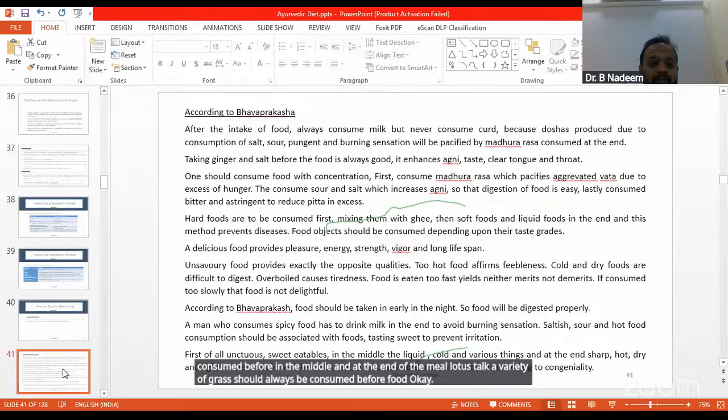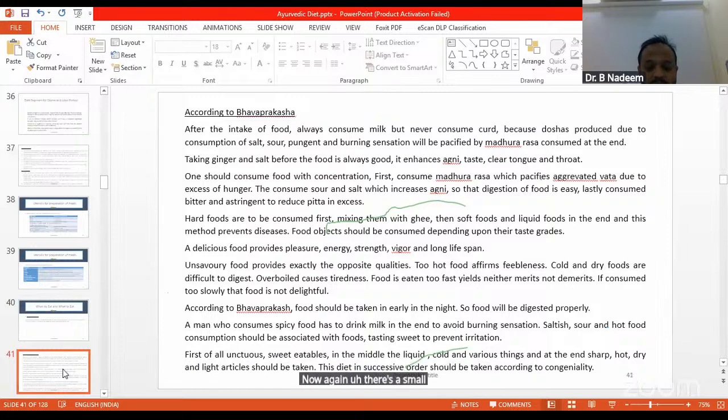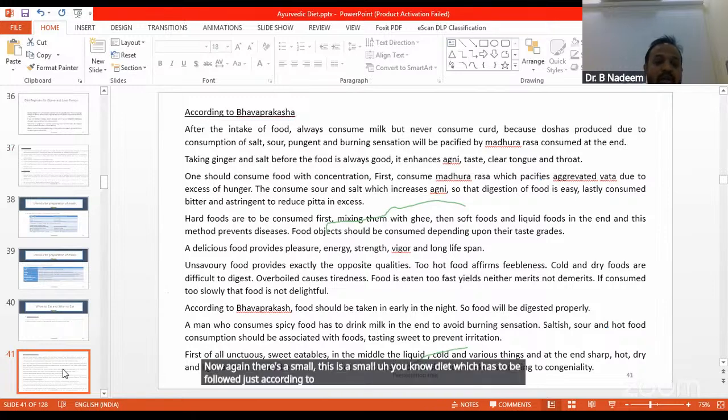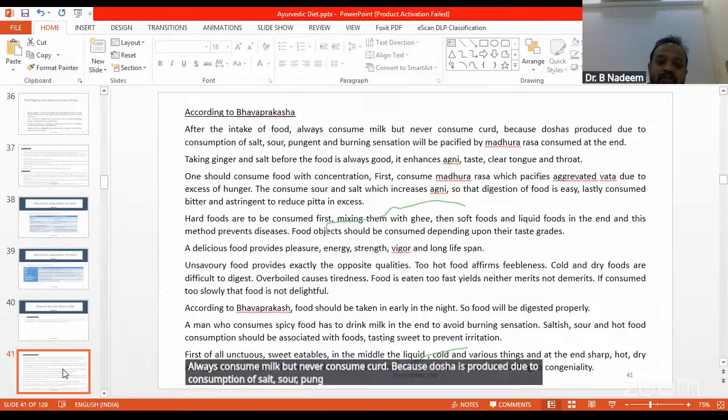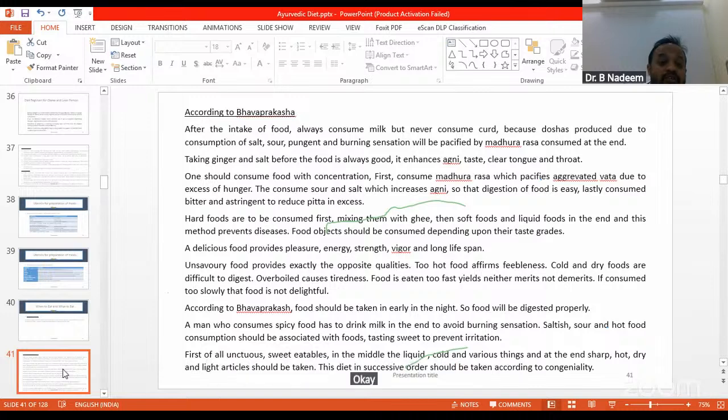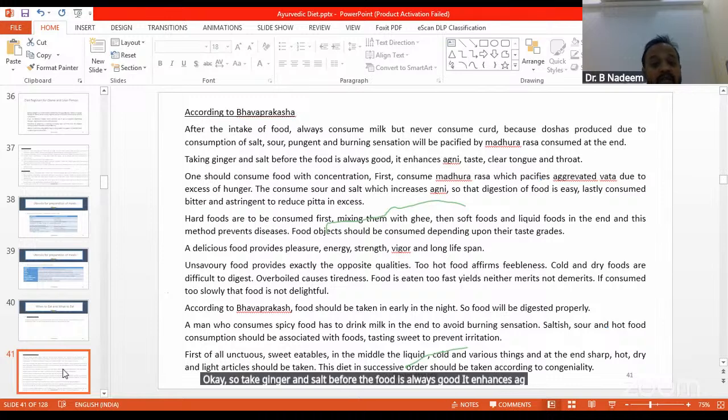Now again, this is a small diet which has to be followed. According to Bhava Prakasha, after the intake of food, always consume milk, but never consume curd. Because doshas produced due to consumption of salt, sour, pungent, and burning sensation will be pacified by madhura rasa consumed at the end. Taking ginger and salt before food is always good. It enhances agni, taste, and clears the tongue and throat.